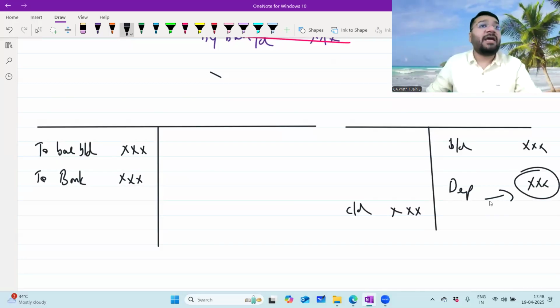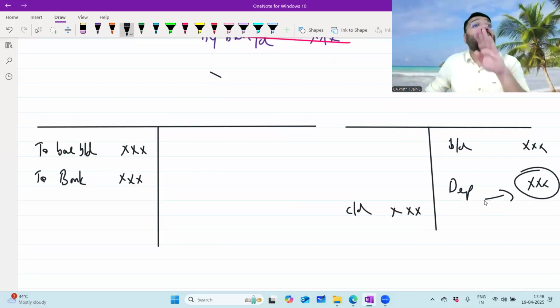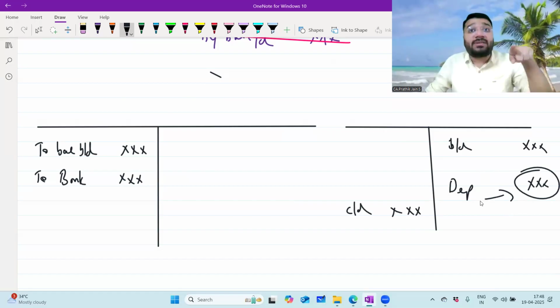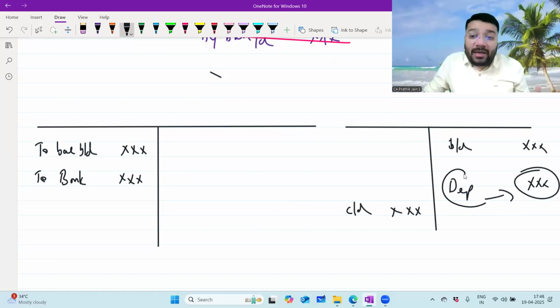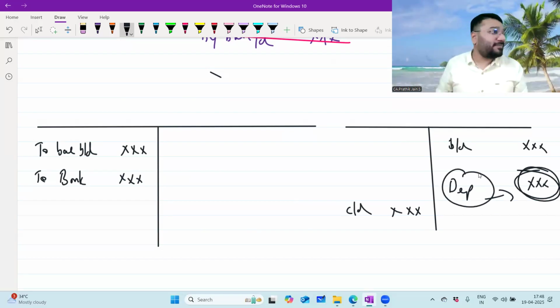Date will be different. The asset is sold on 1/10, then by depreciation on 1/10. If the depreciation is on the asset which is still being used in the business, that depreciation will be on 31/3. So the date will change, but the total depreciation comes on the credit side always.